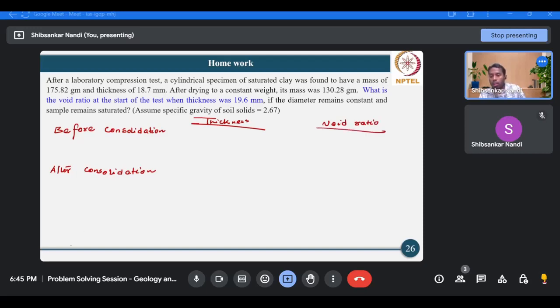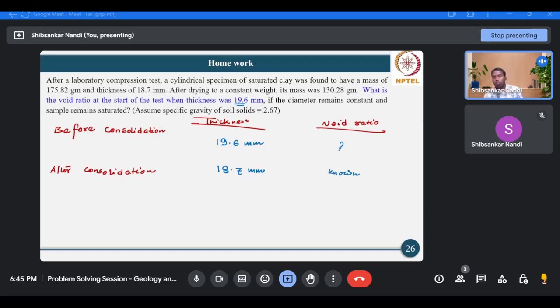Now before consolidation, the thickness was 19.6 mm, and after consolidation the thickness becomes 18.7 mm. Now you have to calculate the void ratio before consolidation, meaning at the start of the test, where the void ratio after consolidation is somehow known. How is it known? That is the main trick here.